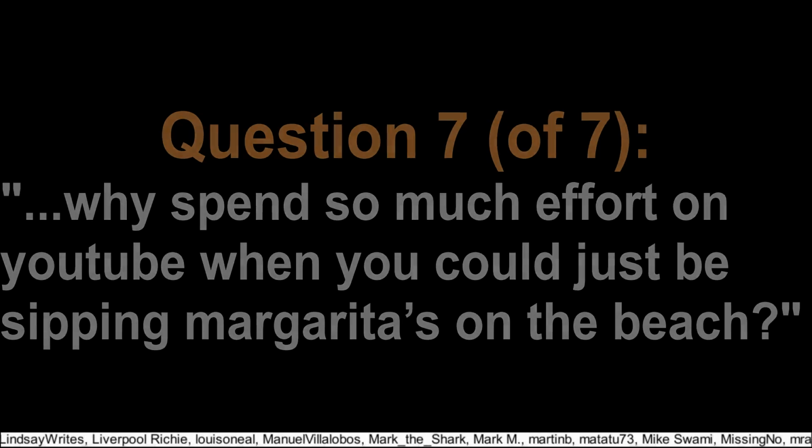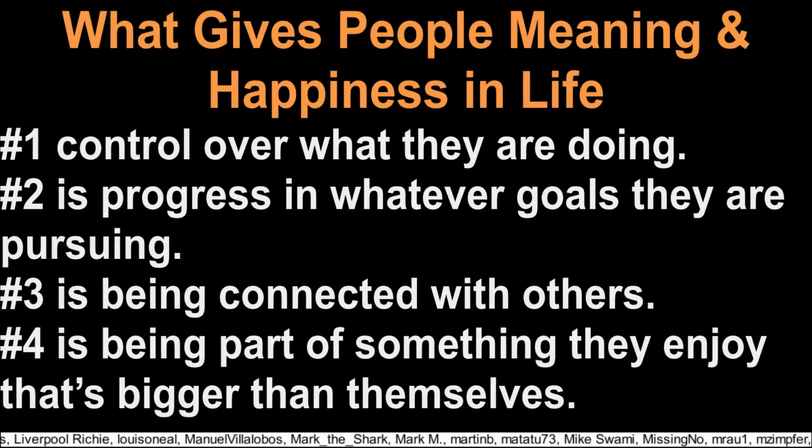My wife showed me this thing about people and their motivations, and it was what gives people meaning and happiness in life, which is a combination of 4 things. Number 1 is control over what they're doing. Number 2 is progress in whatever their goals they're pursuing. Number 3 is being connected with others. And number 4 is being part of something they enjoy that's bigger than themselves. My social media stuff checks all 4 boxes.